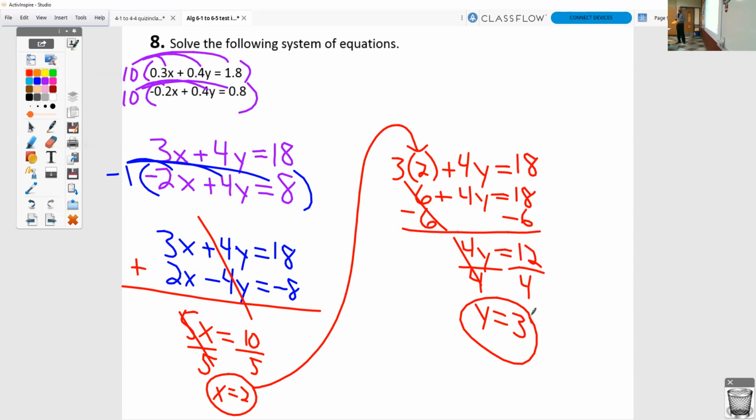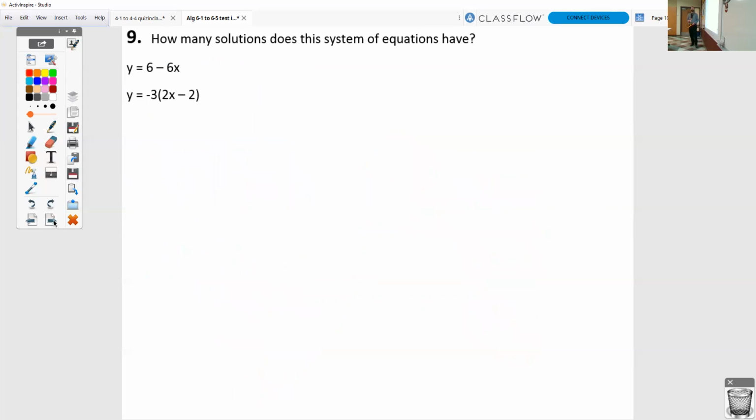So when you multiply those out and add going down, 4 and -4 cancel out. You get a one-step equation, x equals 2, sub it back in, y equals 3. Remember, this will be multiple choice tomorrow. Take a look at the last one.